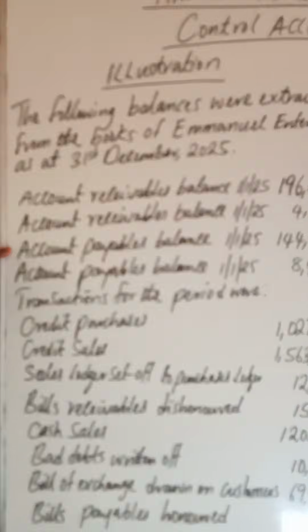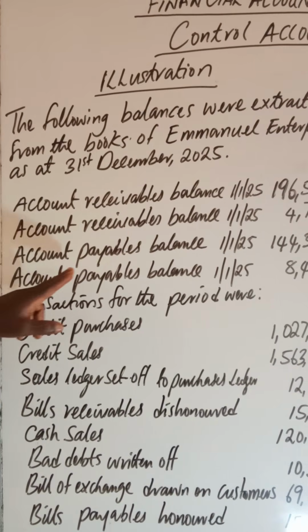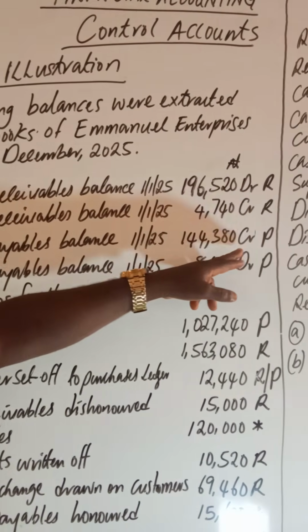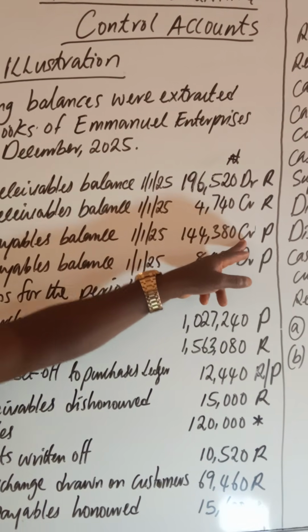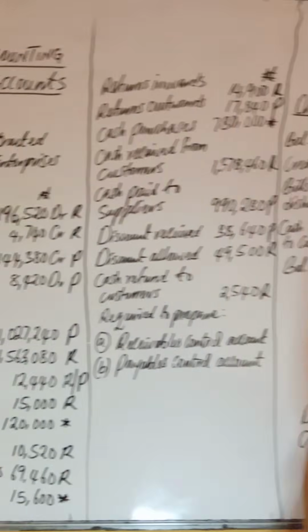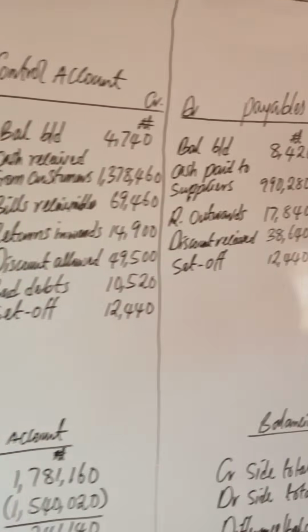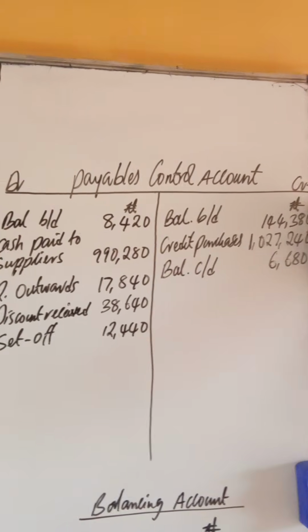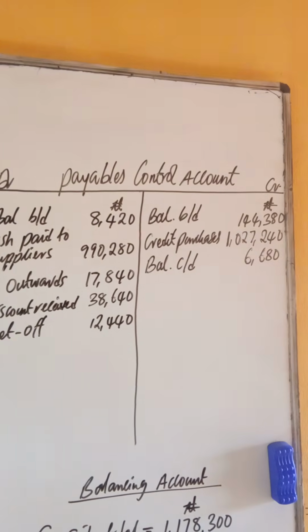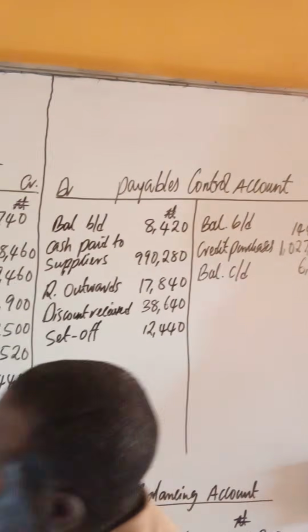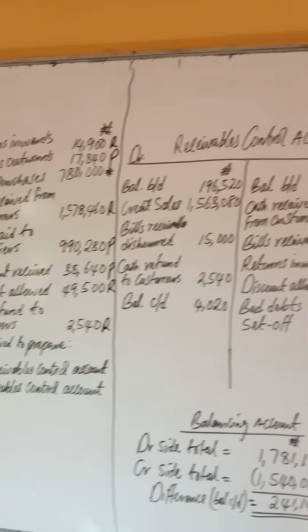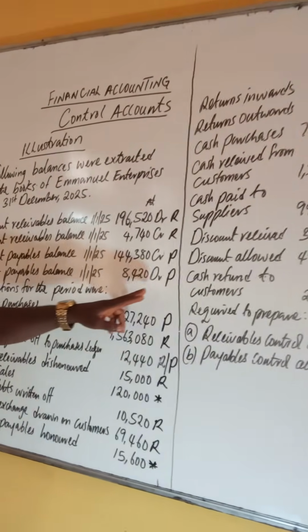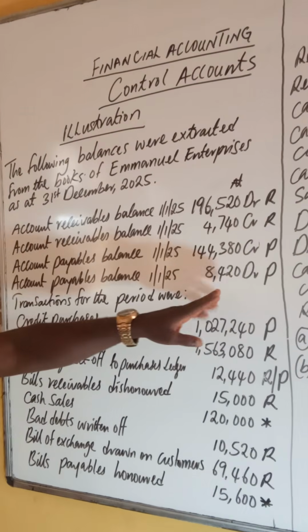Now, let's go to payables. The payable balance is here as credit. Then without wasting time, as already explained, take it to the credit side as identified. Look at it here, and the title is balance brought down. Look at it here, 144,380 naira. Next, the account receivable balance here is a debit balance, as you can see.